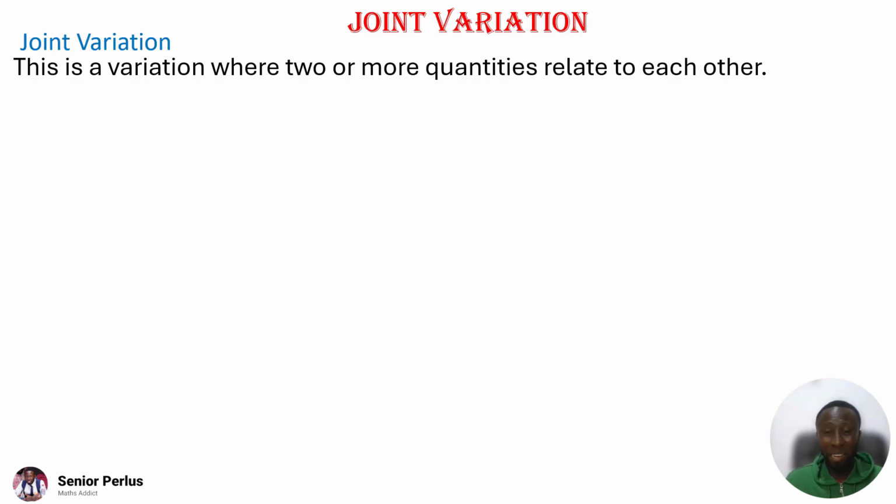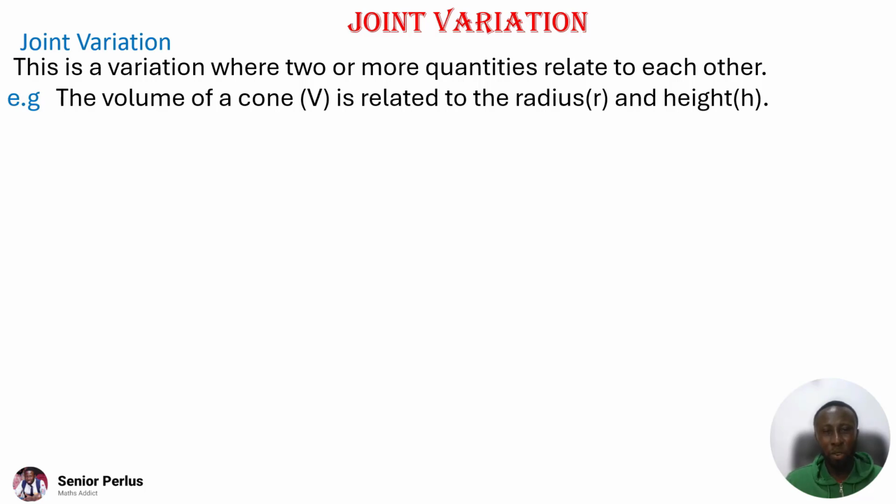A typical example is the formula for the volume of a cone. The volume of a cone is related to the radius and the height. What's the formula for the volume of a cone under mensuration? Good, this is the formula. You see, the volume is related to r and h.